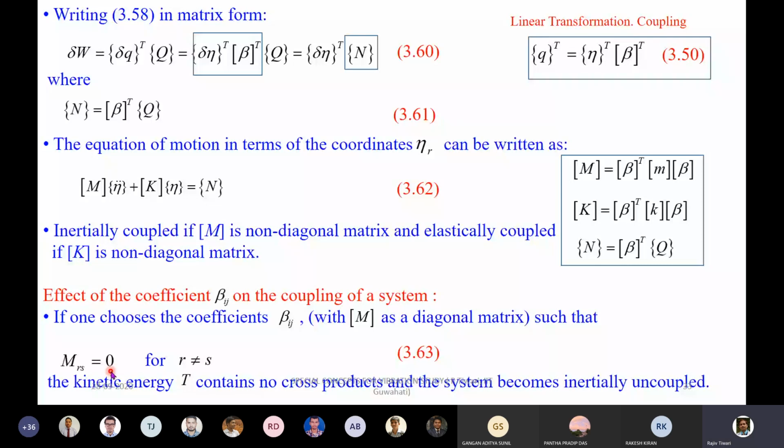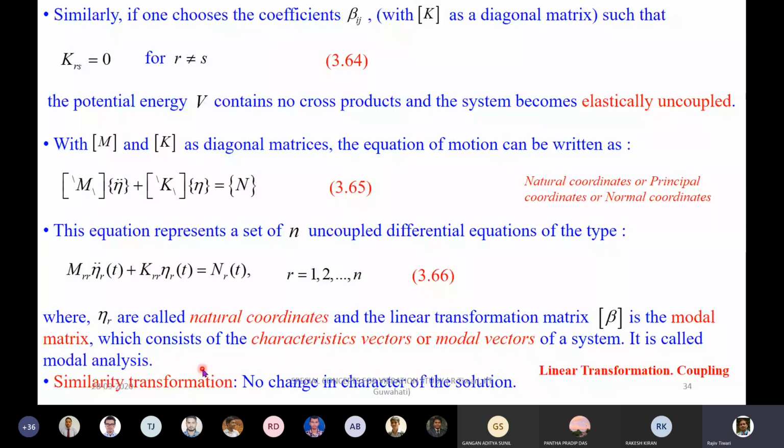We'll see how we can choose such a transformation which will make all the off-diagonal terms of the mass matrix 0, so only the diagonal terms will be there. Or we can even do a transformation which will make all the off-diagonal terms of the stiffness matrix equal to 0. There is a very specific case in which we can make both the mass matrix as well as the stiffness matrix have zero off-diagonal terms by choosing a new set of generalized coordinates. That is a very specific case, but it is possible.